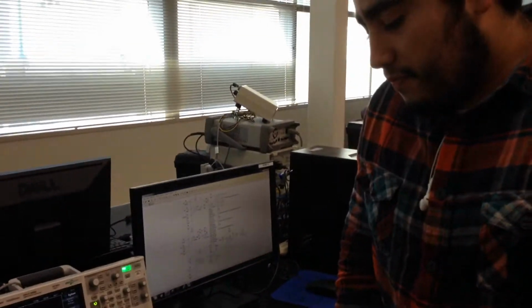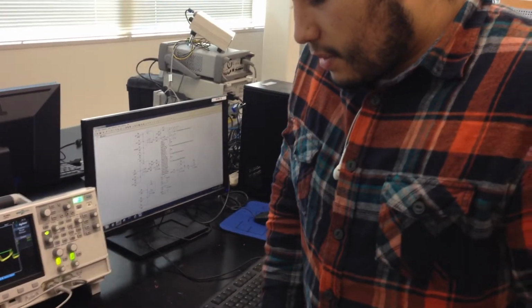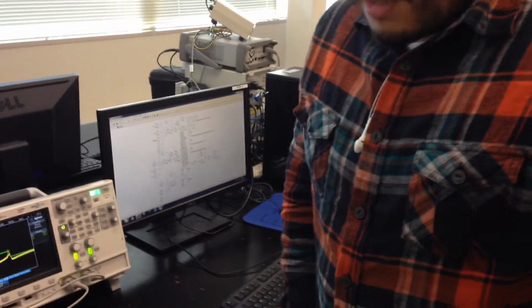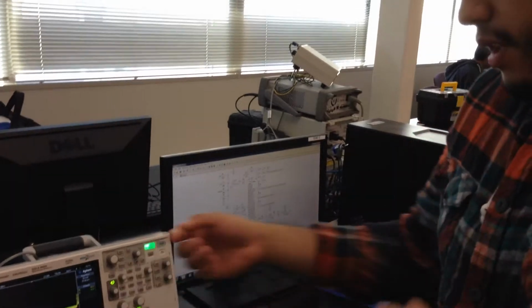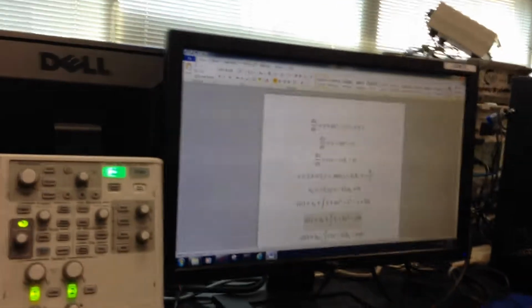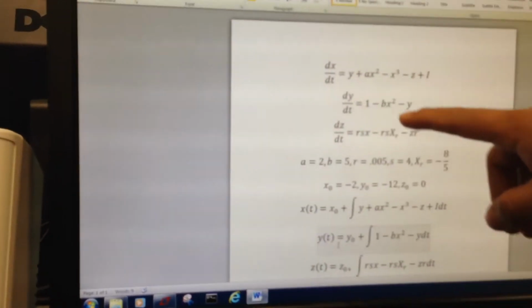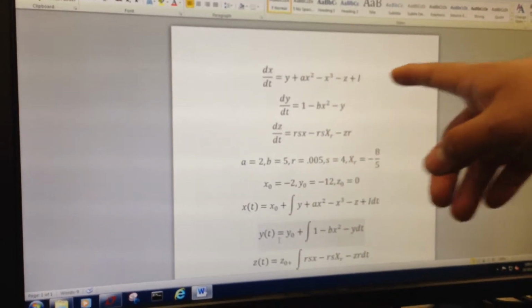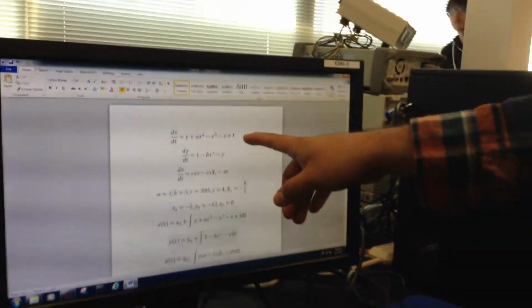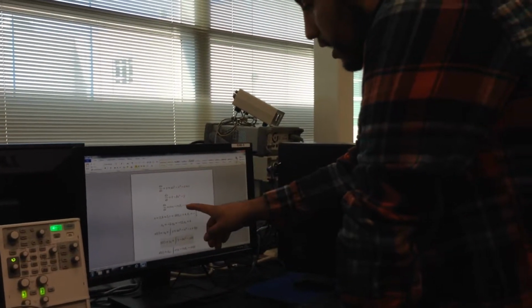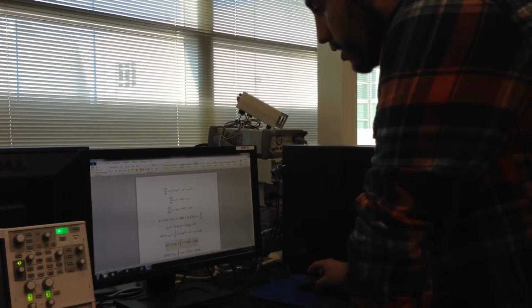Today we're going to be talking about the Hindmarsh-Rose neuron model. What it models is the spiking and bursting behavior of voltage across the membrane of a firing neuron. The model is represented by three differential equations: dx/dt, dy/dt, and dz/dt. x represents the electric potential across the neuron membrane. dy/dt represents the fast ion channels, and dz/dt represents the slow ion channels.